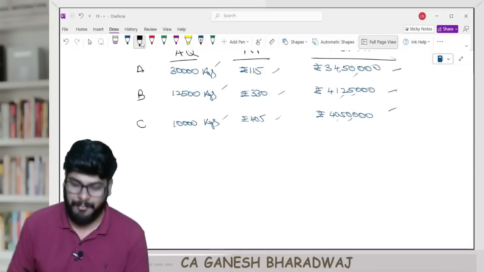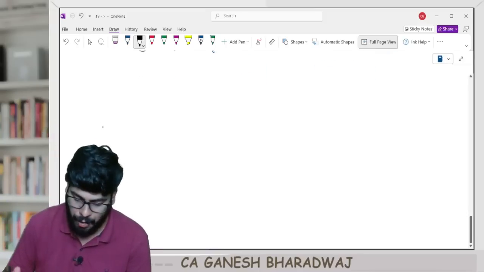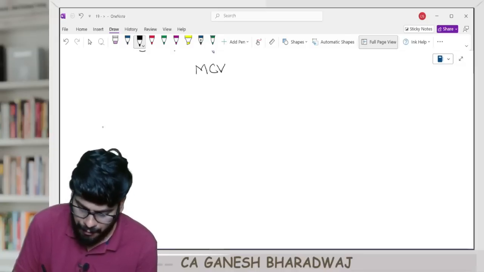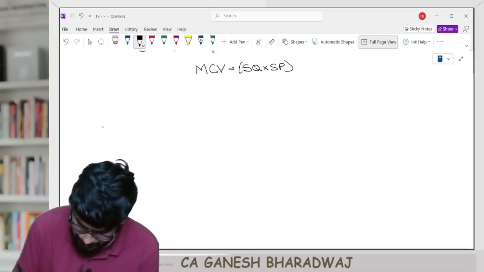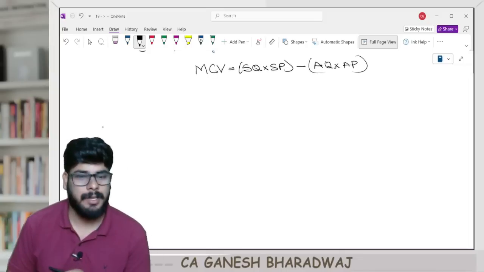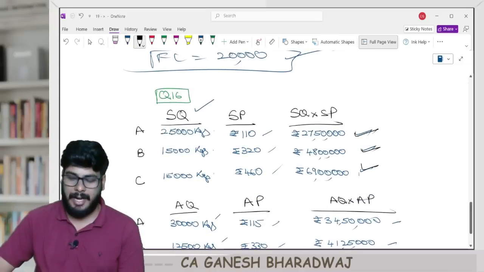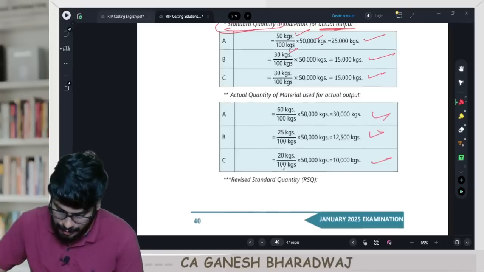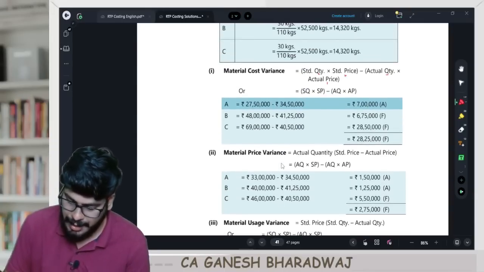Now, come on, tell me the formula. First they have asked for all the variances, so first let us list out the formula in a branch format. First, material cost variance. What is the formula for material cost variance? Standard quantity into standard price minus actual quantity into actual price. Correct, guys? Each of these components we have arrived at here. This is what they have also done.